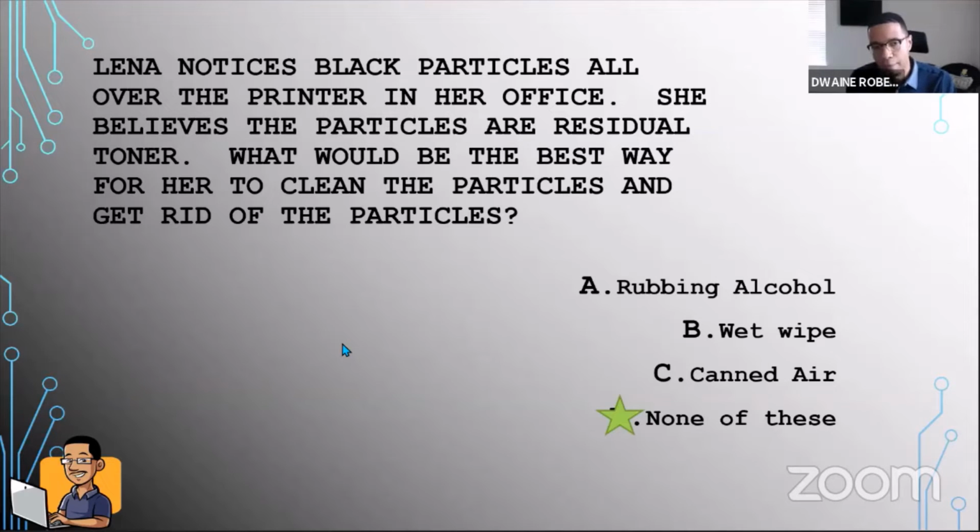All right. You can have a toner vacuum, and that's kind of a special vacuum that you can actually use to vacuum all those particles up. There's no static electricity, so it won't blow anything up. So if that was one of the answers, the answer would have been toner vacuum, but since that's not there, it's none of these. Antoinette, it's on you.